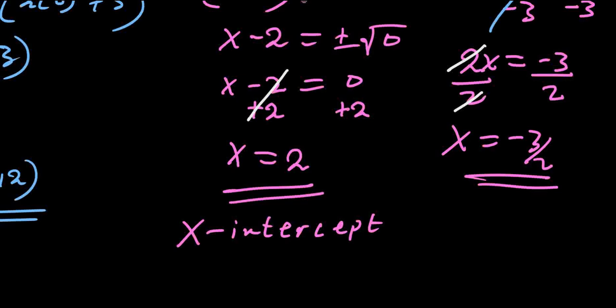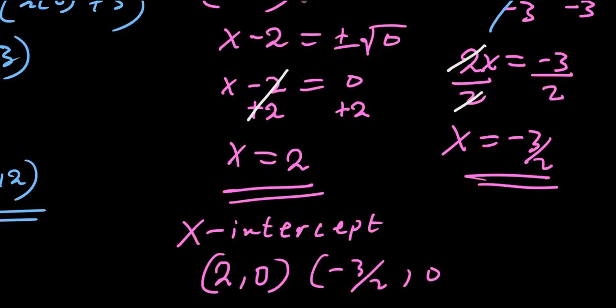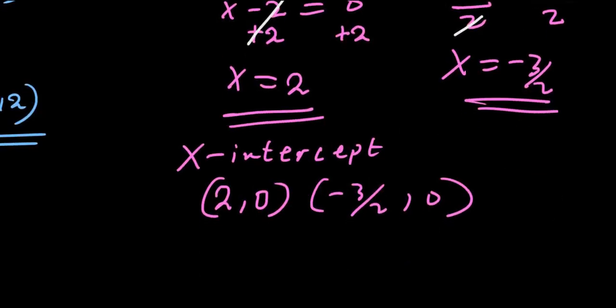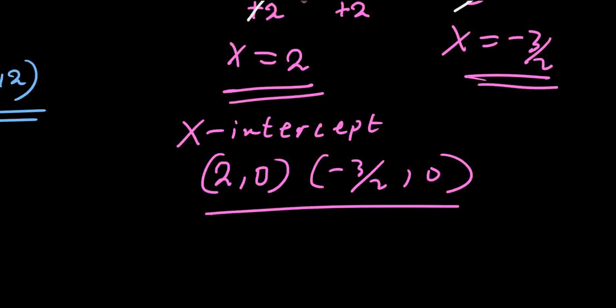The x-intercepts are at (2, 0) and (-3/2, 0). So these are the x-intercepts. I hope this makes some sense. All right, let's move on to the next one.